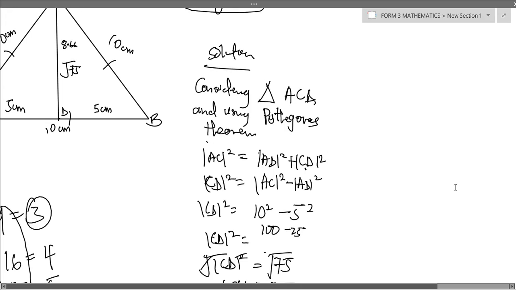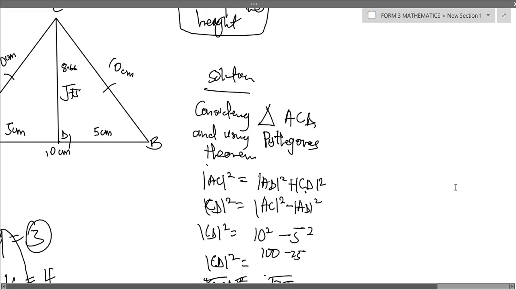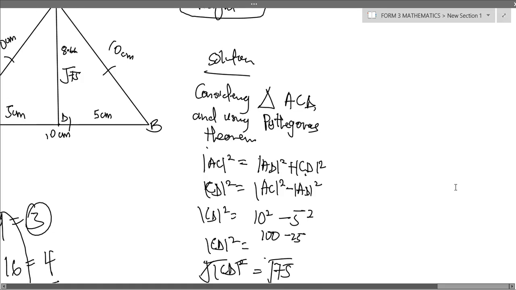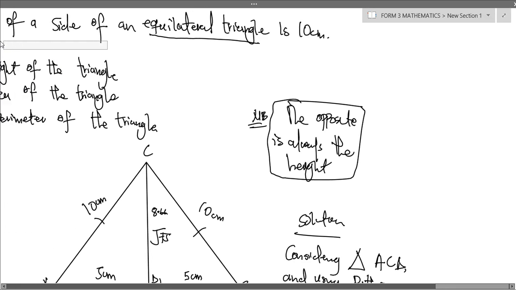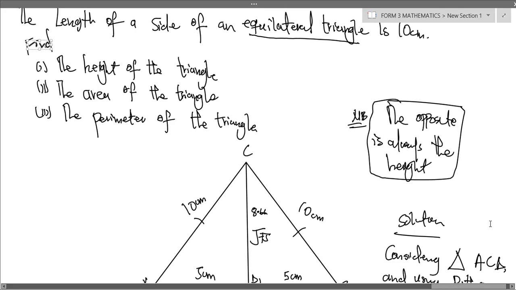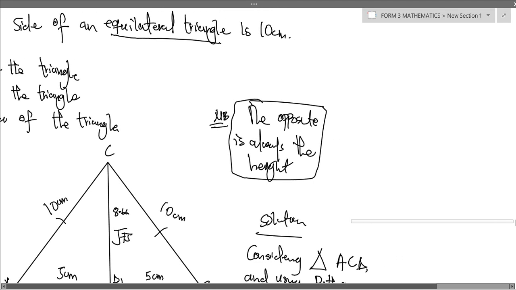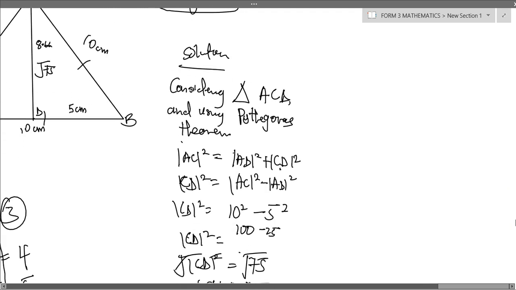So now we found the height. The question also told us to find the area of the triangle. So now that we found the height, we can find the area. So simple. What is the area of a triangle? Half base times height, right? So area of triangle ABC equals half the base.